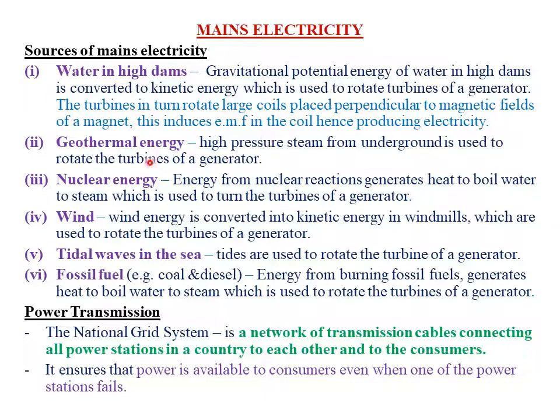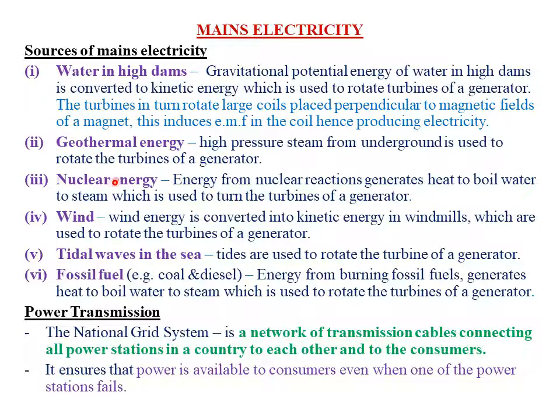Then the second source of mains electricity is geothermal energy, whereby high pressure steam from underground is used to rotate the turbines of the generator. Of course, the turbines in turn rotate the large coils placed perpendicular to the magnetic fields of the magnet. So this induces the EMF in the coil, hence producing electricity.